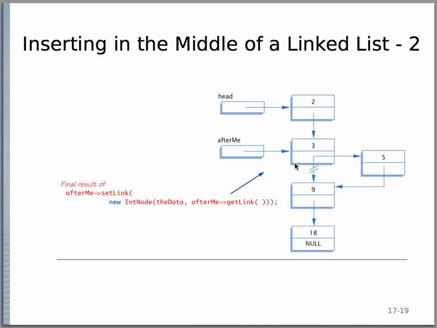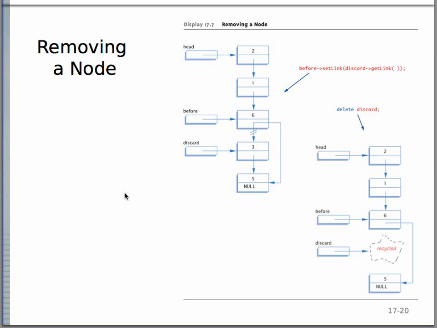Okay, so after me will have to be set so that the link data member points to this new node, and you can do it all in one step if you want. That's the way the book does it here. I would say initially just break it down into steps. Create a new node, set the link data member to point to this thing, and then have this link point to this new node, and so on. And the book does it in one big step.